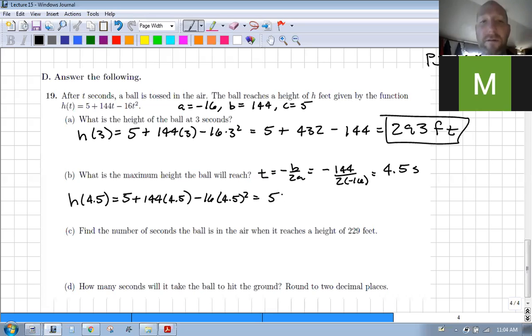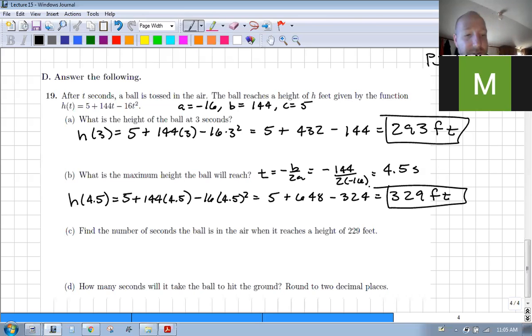This gives us 144, 648, and 4.5 times 4.5 times 16, 324. So 648 plus 5 minus 324 is 329 feet. So using the vertex formula, find the maximum height there. We had to find the maximum time first, then plug that in to find the height.